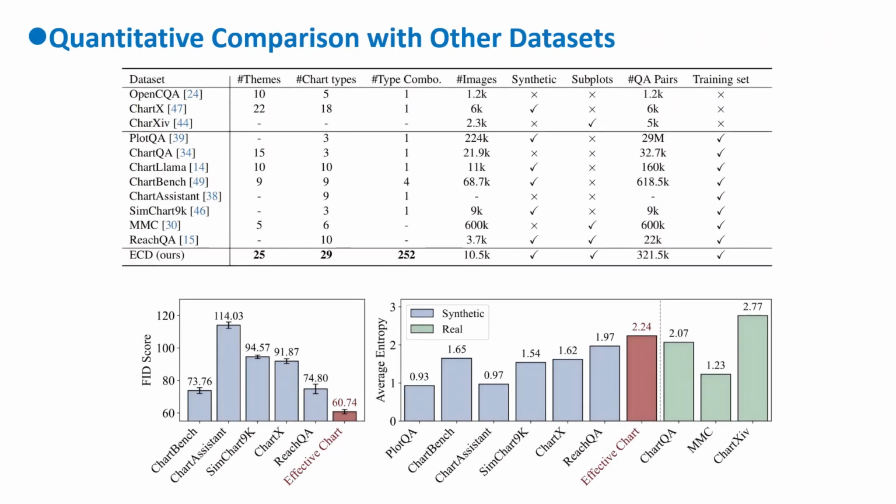This slide shows a quantitative comparison with other datasets. We include 29 chart types and around 250 combined subplot setups, around 10K images, and around 300K QAs. So when compared with previous datasets, our ECD shows a lower FID score and higher average entropy, which demonstrates the realism and diversity of our dataset.